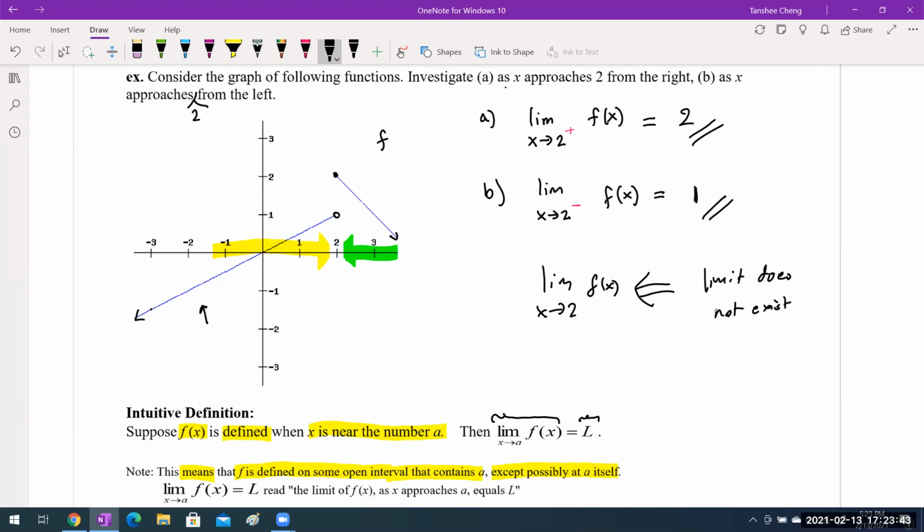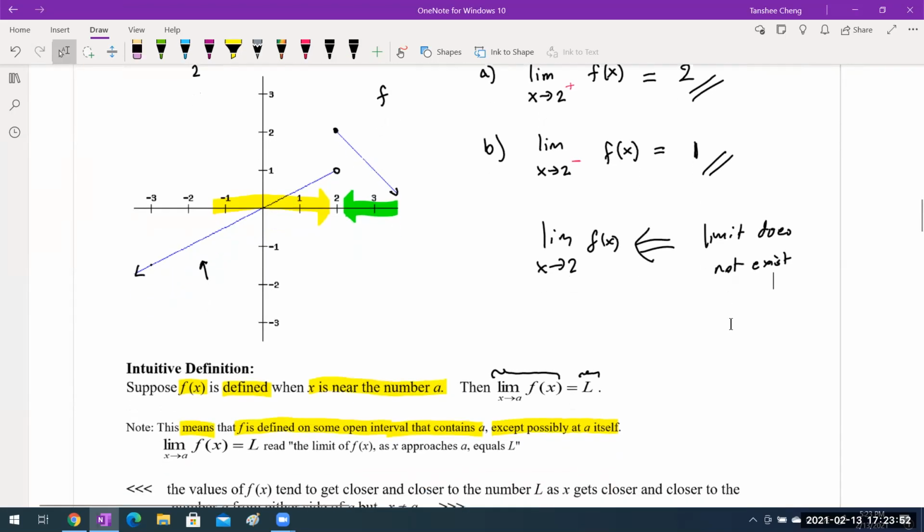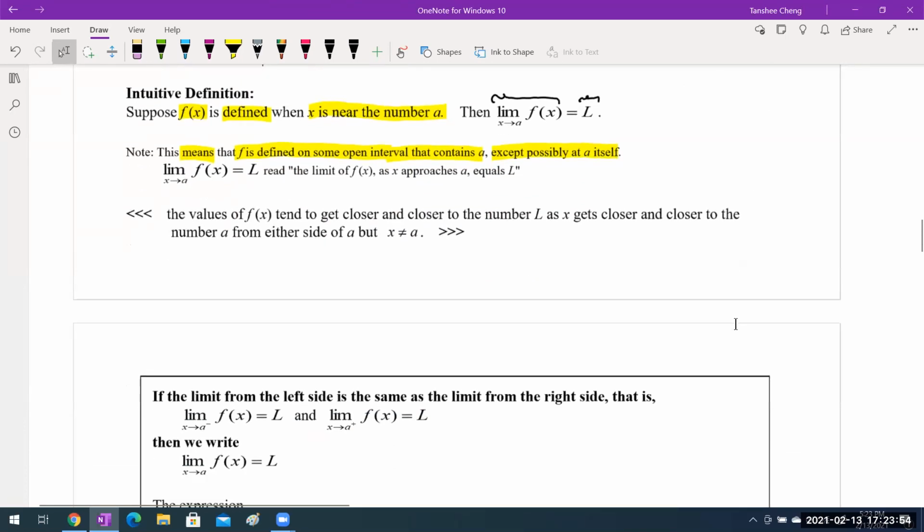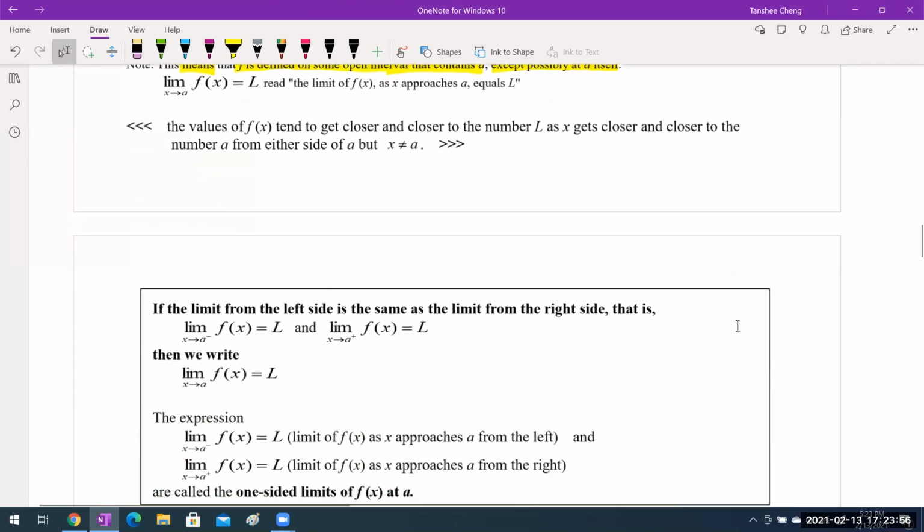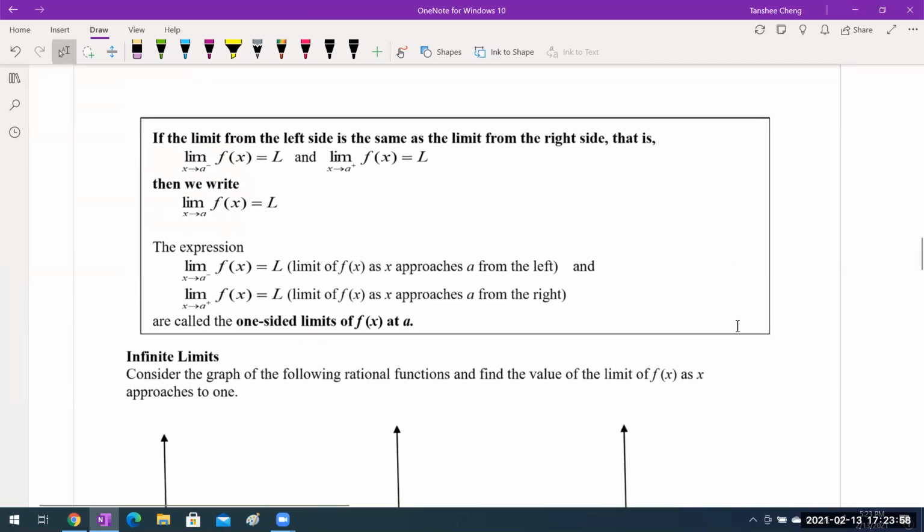Because the left-hand side and the right-hand side values are not the same. Left-hand side approach and right-hand side approach are not the same value. So getting into more definitions. Now that we see enough, I can talk about one-sided limits, because we have a left-hand side limit and right-hand side limits.